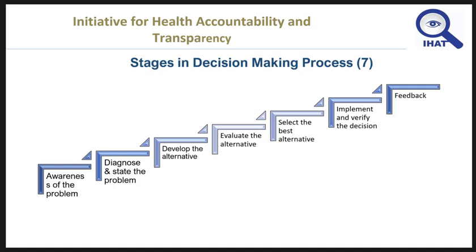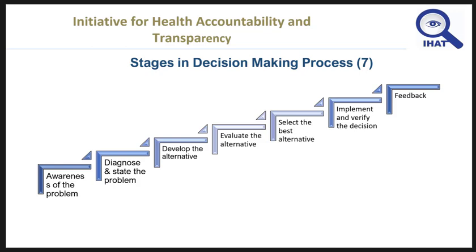In this presentation, we'll be looking at 7 stages in decision making process. The first is awareness of the problem. The second is to diagnose and state the problem. The third stage is to develop alternatives. The fourth is to evaluate the alternatives. The fifth stage is to select the best alternative. The sixth stage is to implement and verify the decision. And the last stage is to get feedback.